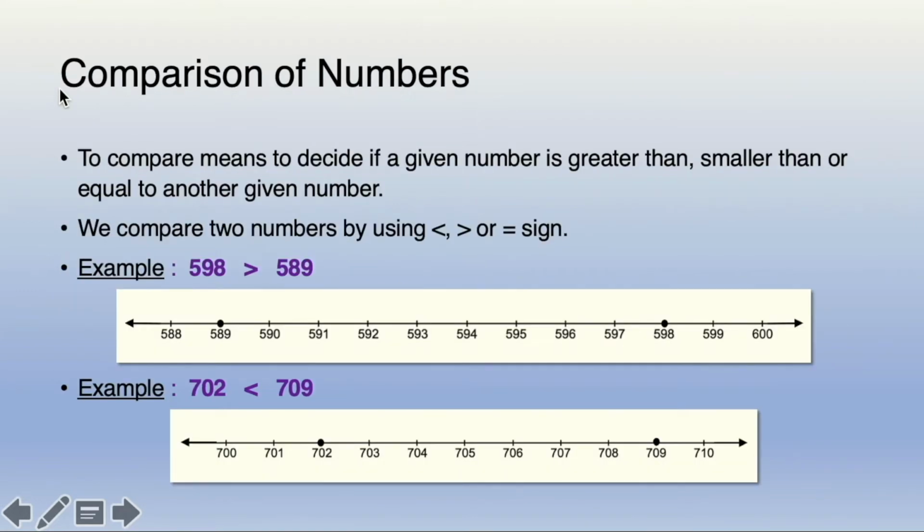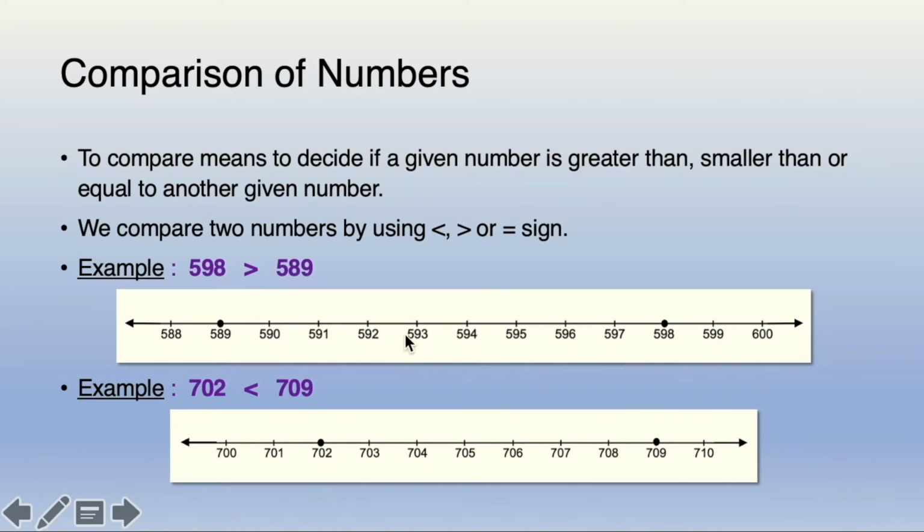Now, what do we mean by comparison of numbers? To compare means to decide if a given number is greater than, smaller than or equal to another given number. So, we compare two numbers by using less than, greater than or equal to sign. Now, over here the two numbers given are 598 and 589.